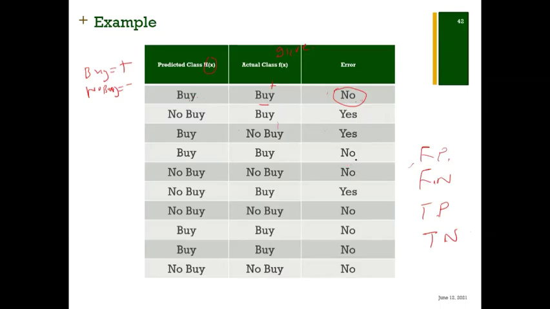True positive. True positive. Thank you very much. With this one, we are having true positive. Excellent. So our actual class is buy, but our prediction is don't buy. So there's a mistake here. Which kind of mistake is this? False positive.